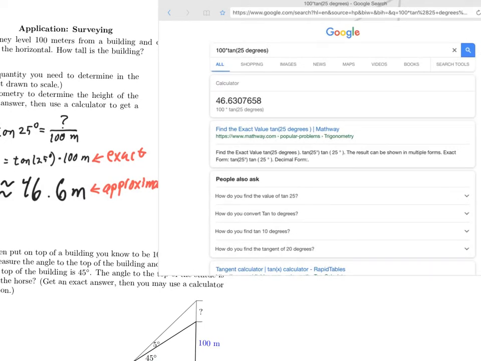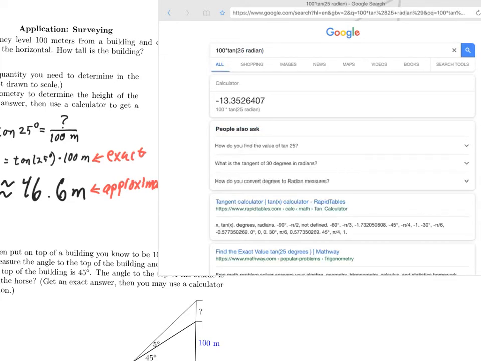If you did this computation on your own, it's possible that you got a very different looking number from what I did. If you did, it might be indicative of your calculator not being in degree mode, but in radian mode. So 100 times the tangent of 25 radians is negative 13.3. That's obviously an unreasonable answer. So the takeaway here is if you're going to use a machine to do a computation, make sure you know whether you're in radian mode or degree mode.